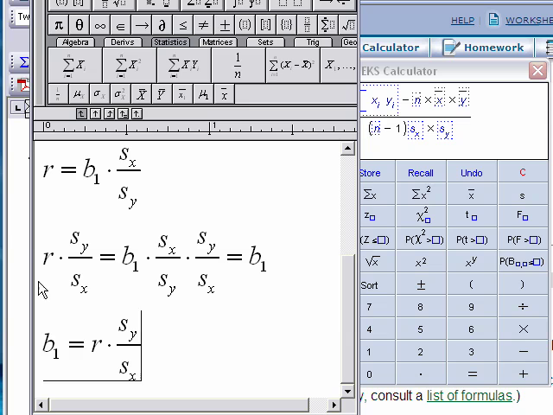So we have those two formulas. r is b1 times s sub x over s sub y, or b1 is r times s sub y over s sub x. All right? And so, well, Donna, why would we want to use that? Well, in this particular problem, I believe they ask us for the slope and they give us r. Sometimes they ask for r and they give you the slope. So let's go ahead then and recognize that all we really need is the standard deviation for the y values and the standard deviation for the x values for our particular problem.